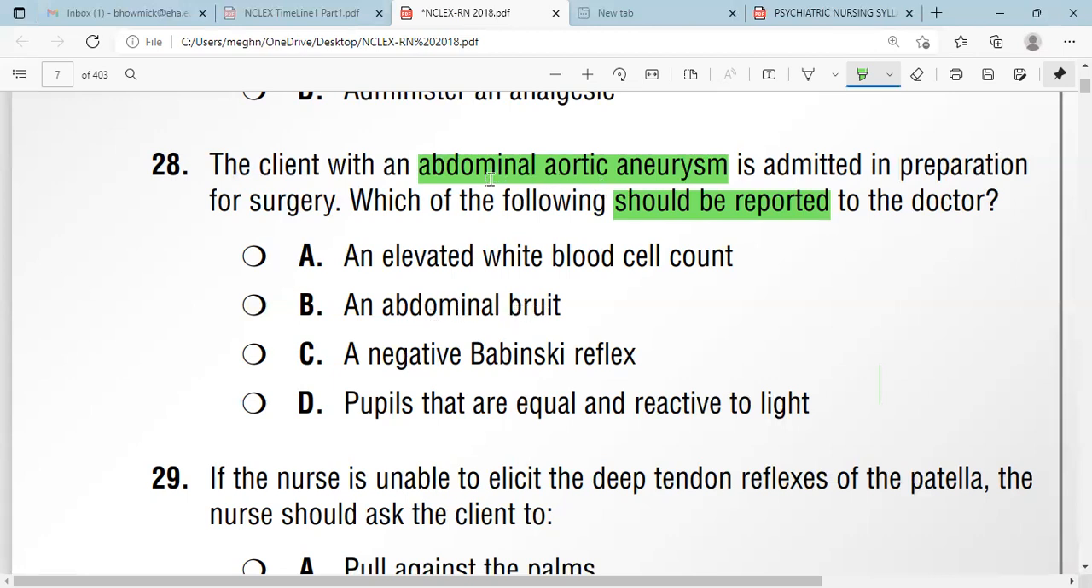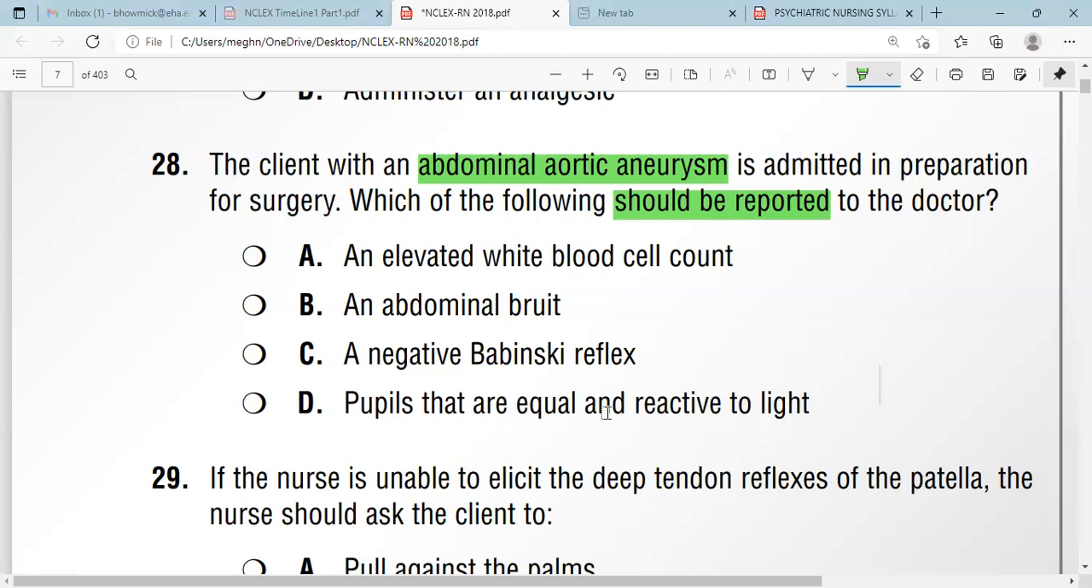So if your patient has an abdominal aortic aneurysm, an abdominal bruit is supposed to be there. It is an expected finding. Nothing abnormal. It is an accepted finding because the patient is diagnosed with abdominal aortic aneurysm. Number C, negative Babinski reflex. It is irrelevant to this question. Pupils that are equal and reactive to the light are very natural, normal findings.